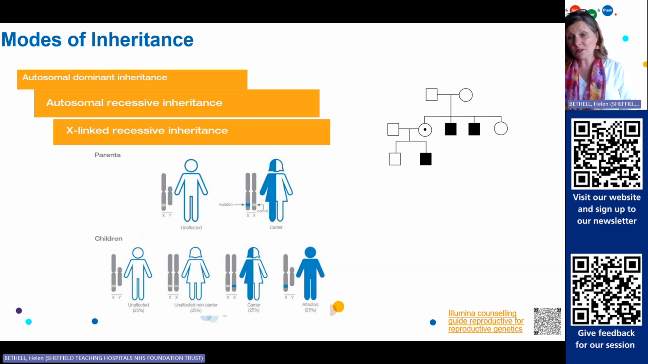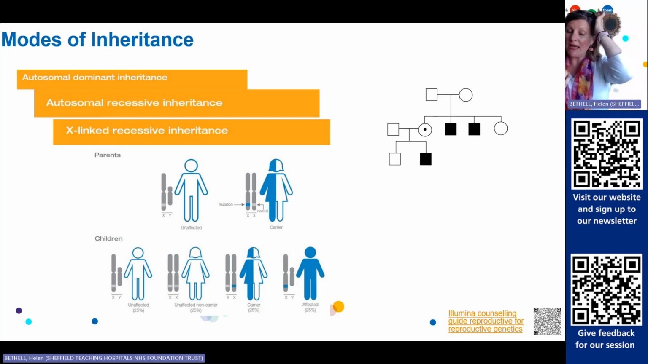So the final type of inheritance that we're going to look at in a bit more detail is X-linked inheritance. And this becomes a little bit more complicated because of what we talked about earlier with the chromosomes and thinking about the X and the Y. So for females, we have 2 X's, and for males, we have an X and a Y.